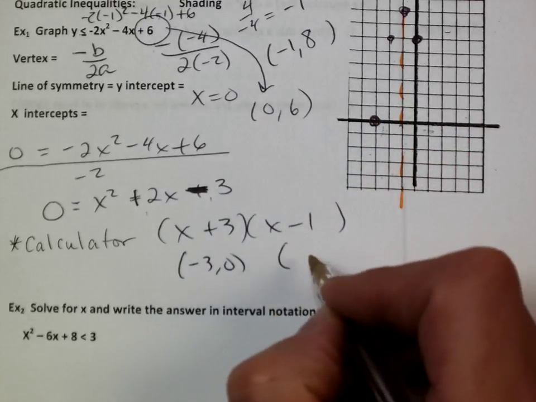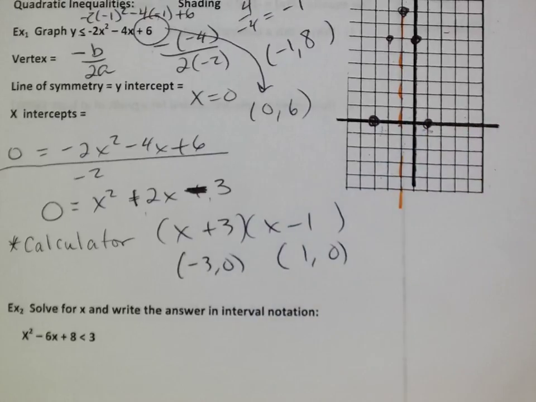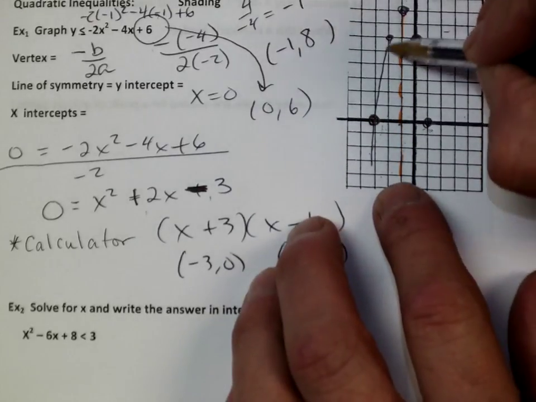My other x-intercept is at 1, 0, which is right there. Now, pretty much have it. Yeah, Will? Can't you also just graph it? I could, yeah. And I'm going to answer that question.